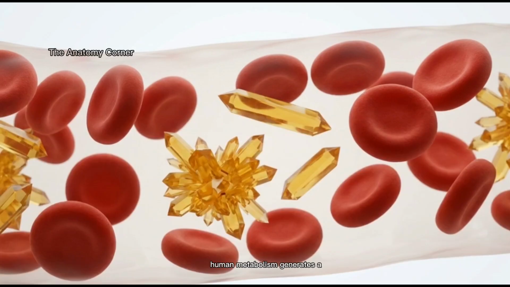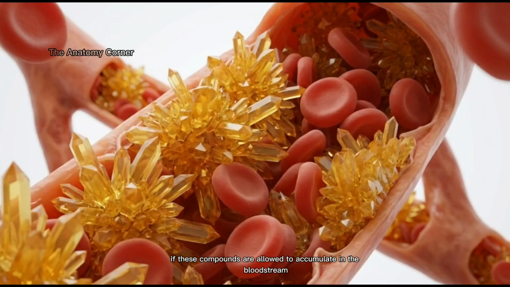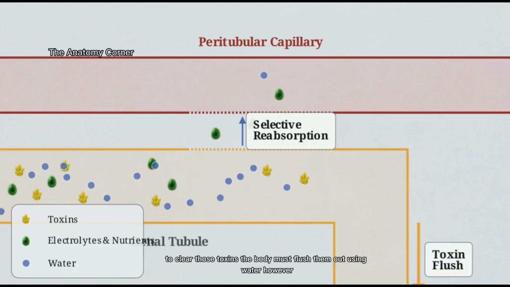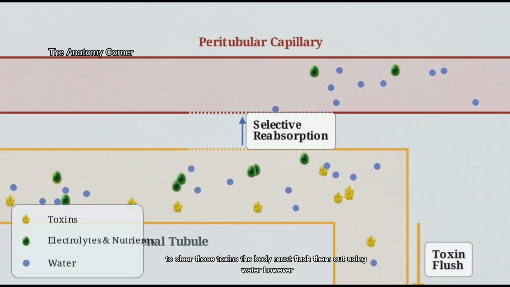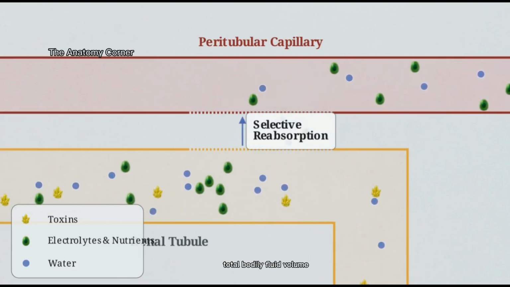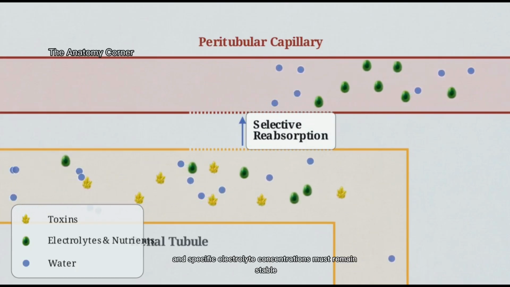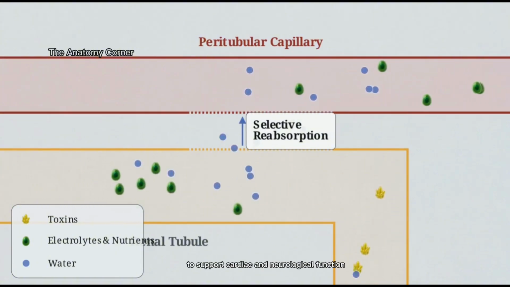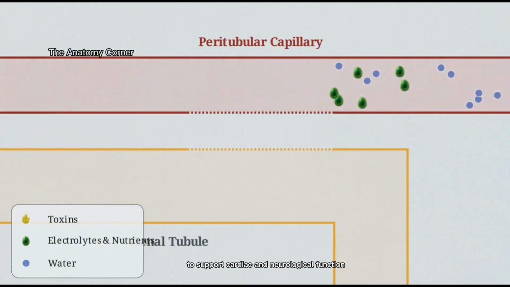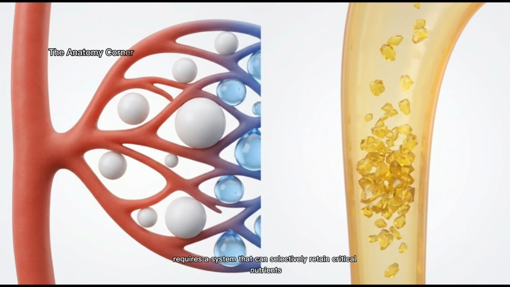Every second, human metabolism generates a continuous byproduct of nitrogenous wastes, specifically urea and uric acid. If these compounds are allowed to accumulate in the bloodstream, the resulting toxicity is rapidly fatal. To clear those toxins, the body must flush them out using water. However, total bodily fluid volume and specific electrolyte concentrations must remain stable to support cardiac and neurological function. Sustaining this balance requires a system that can selectively retain critical nutrients while simultaneously purging metabolic toxins.